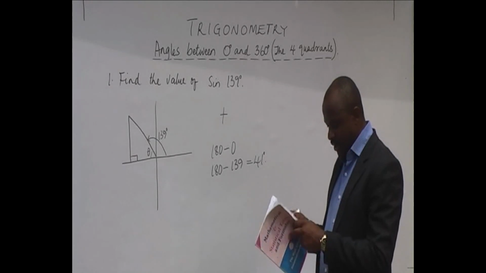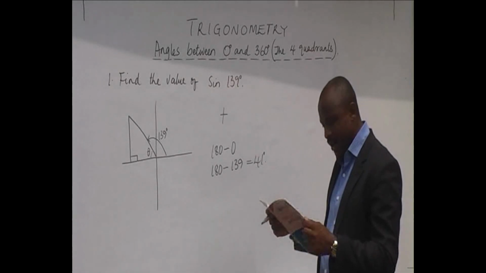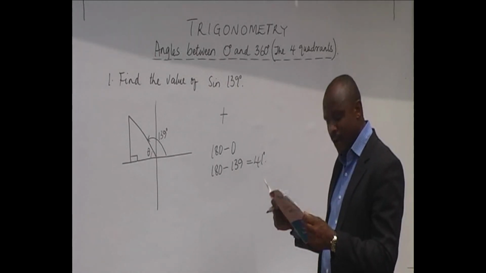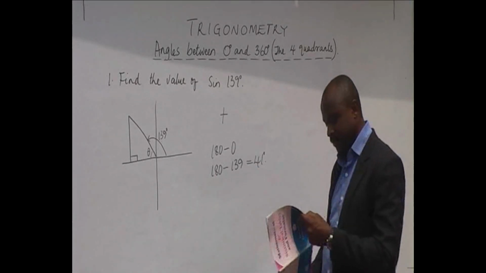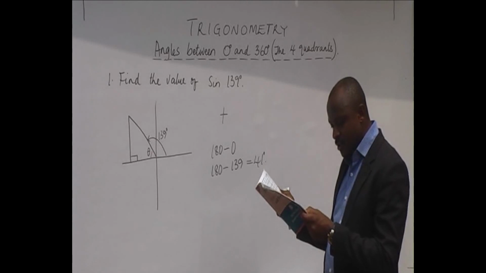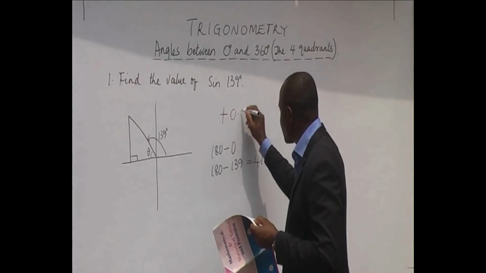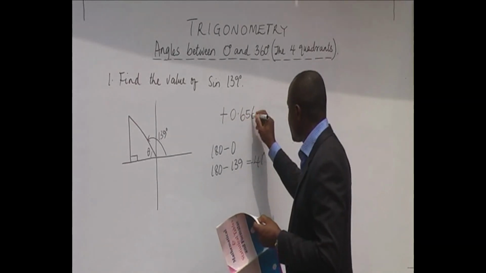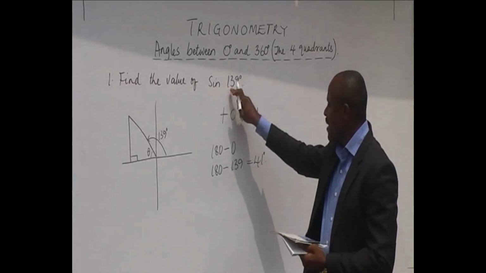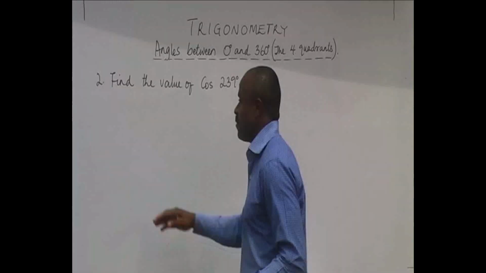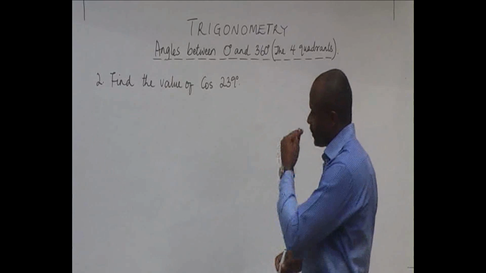I'm very, very sure that you know how to find angles from the four-figure table. Open to page 20-21, where you have sines of angles. So look for 41 under 0. 41 under 0 is giving us 0.6561. So I'm going to write plus 0.6561. That is the value of sine 139 degrees.